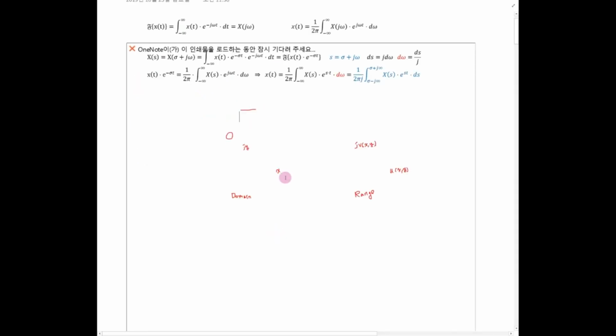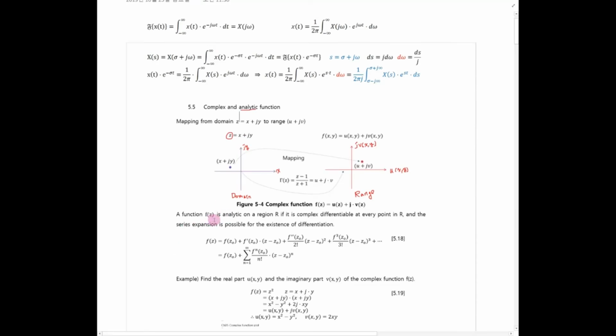So here it says that if a function is analytic, then the function should be differentiable at any point inside the region. So the definition of analytic is related to differentiable. If f(z) is an analytic function, then we can make a series expansion. We can find any differentiation of the analytic function, so it's possible to take a series expansion.